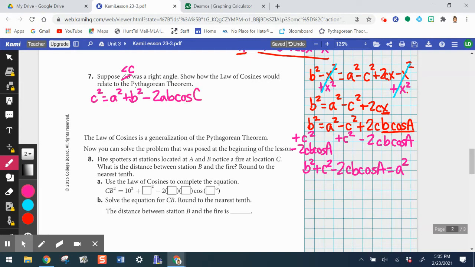Now, you might be wondering, how does that relate to the Pythagorean theorem? You can actually kind of see the Pythagorean theorem right there at the beginning. The length of the hypotenuse squared is equal to the length of the two legs squared and added together. But what does all this have to do with it? Well, if C is a right angle, C is 90 degrees. And what we're going to do real quick is see what the cosine of 90 is. So we're going to evaluate the cosine of 90.